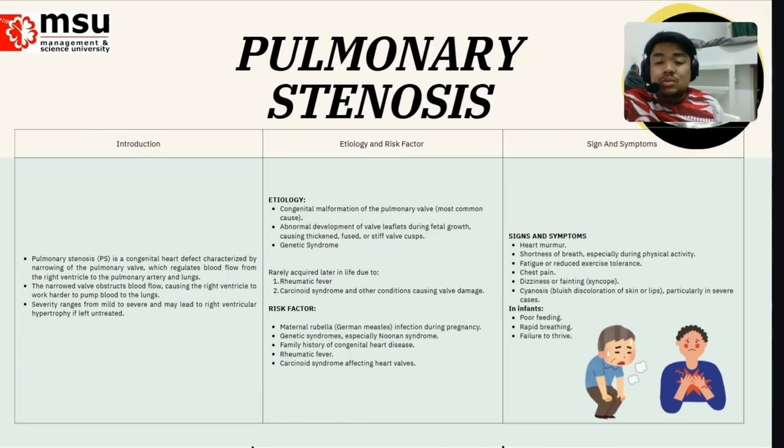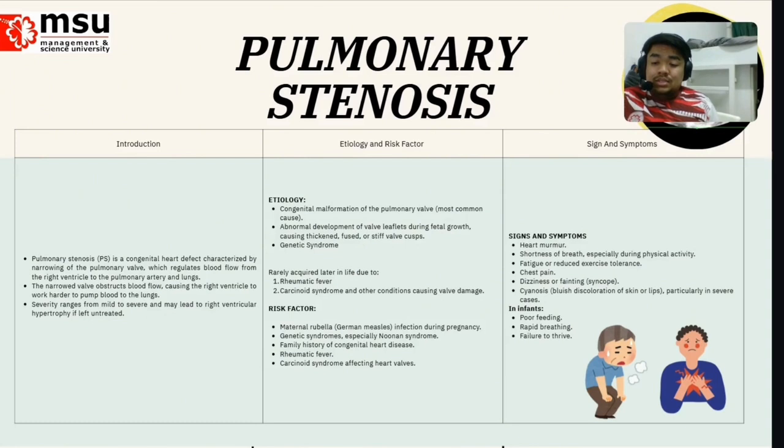So next we are going to go to signs and symptoms. Why is heart murmur a symptom of pulmonary stenosis? Because the blood becomes turbulent as it passes through the narrow pulmonary valve. This turbulence creates the characteristic systolic murmur heard during auscultation.